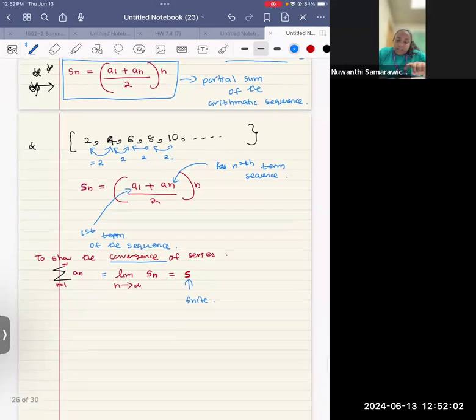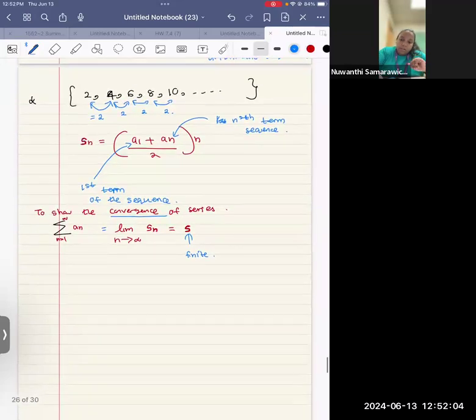So let's see whether this example is convergent or not. Can you find the equation of the partial sum? Just substitute the first term. What is the first term of this sequence? It's just 2. What is the nth term? That is 2n. Just substitute and give me an expression, by cancelling and all.